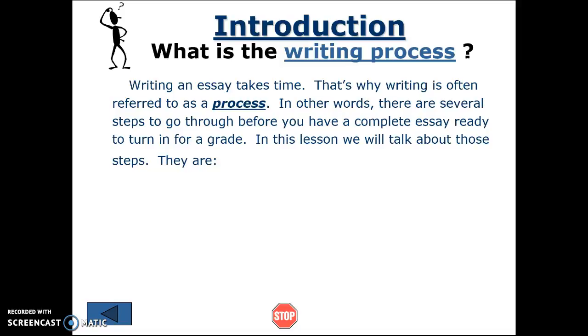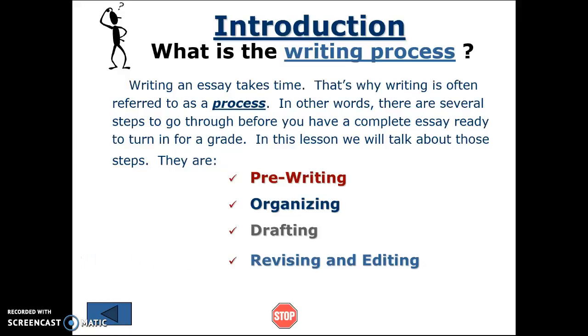In other words, there are several steps to go through before you have a complete essay ready to turn in for a grade. In this lesson, we're going to talk about all these steps, and there are 5. They are pre-writing, organizing, drafting, revising and editing, and handing in a final copy, which is publication. So again, there are 5 steps, as you can see on the screen. They are pre-writing, organizing, drafting, revising and editing, and handing in a final copy, which is also known as publishing.